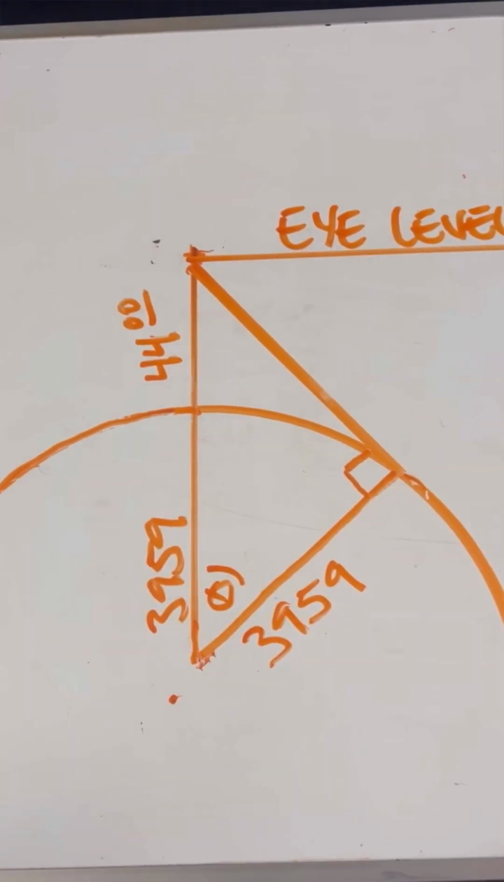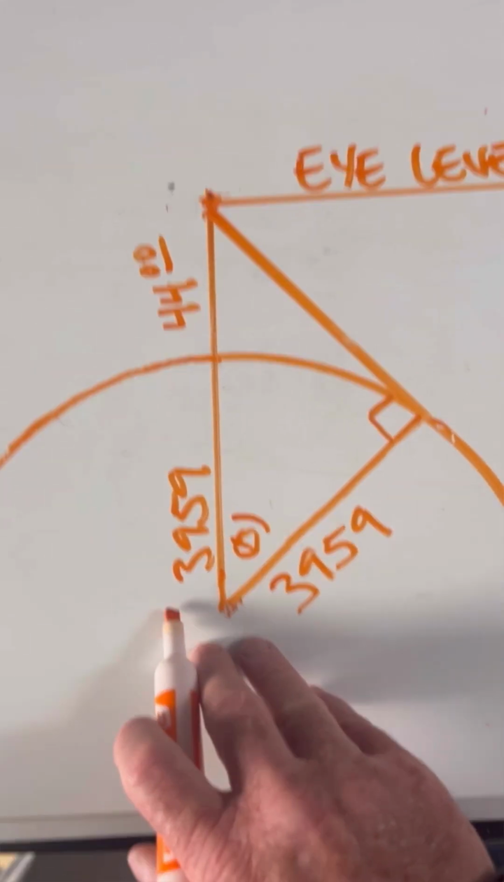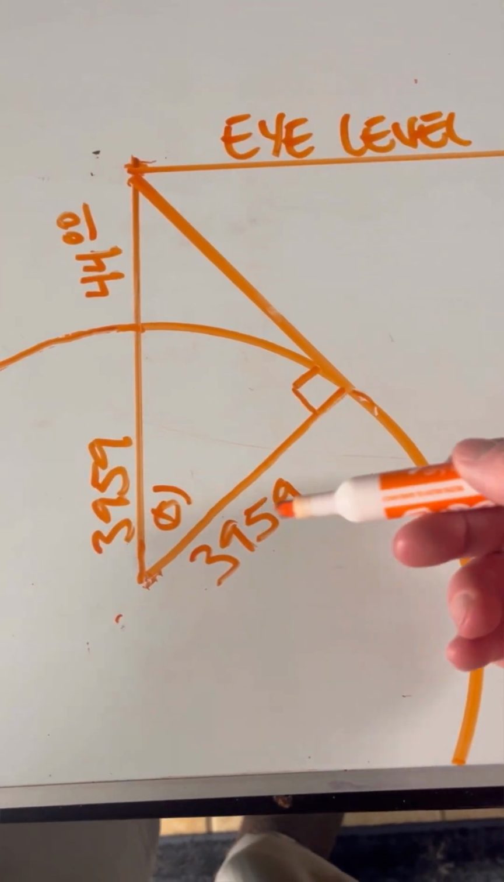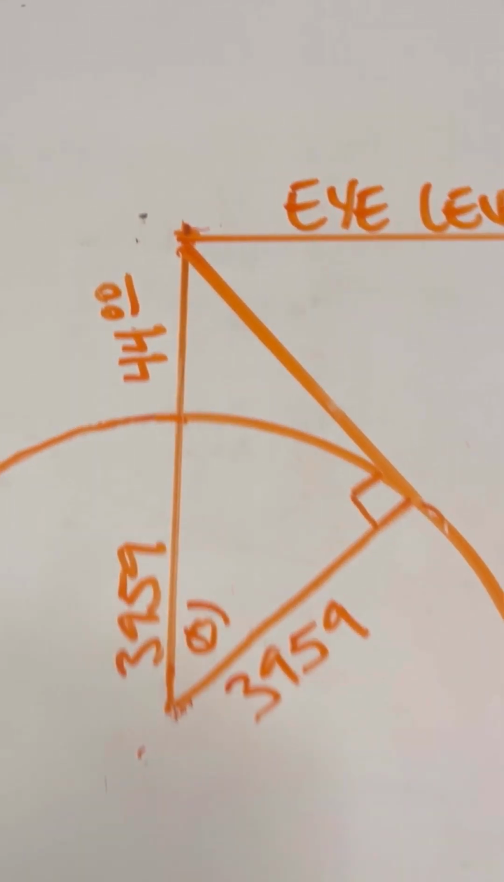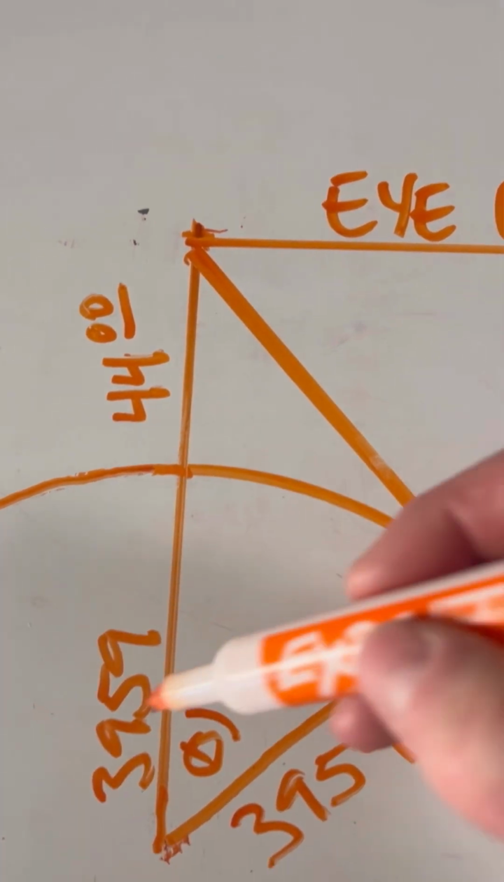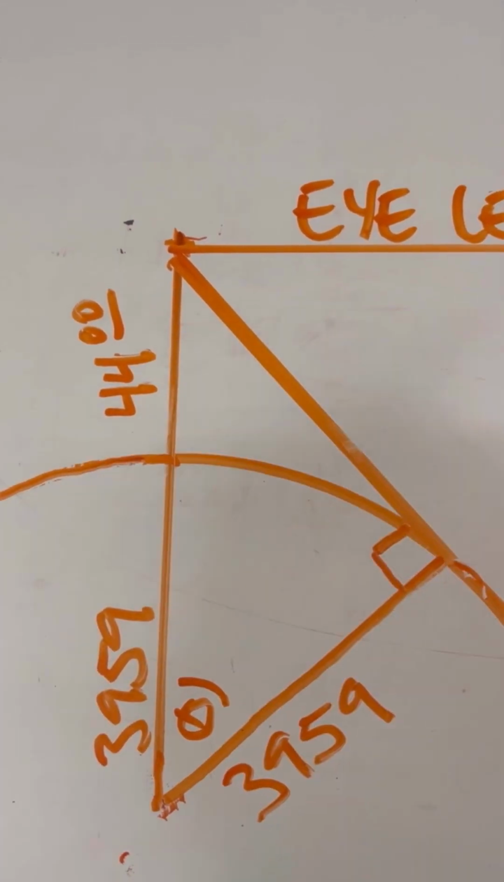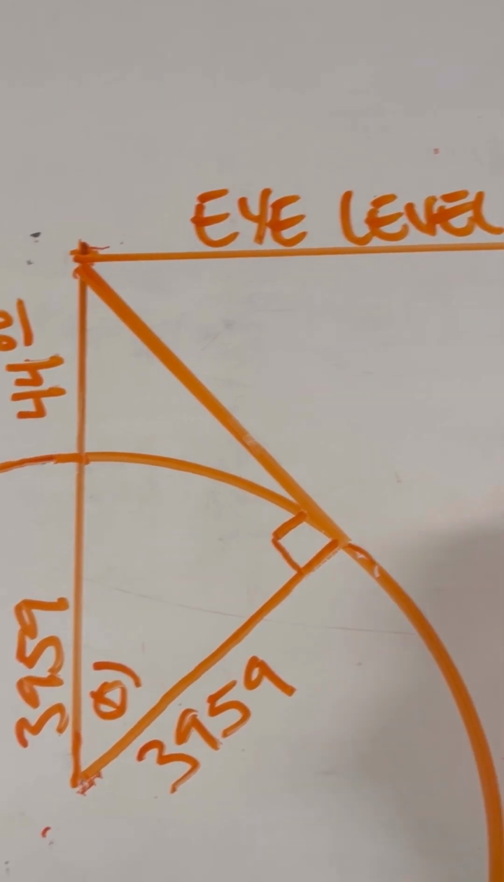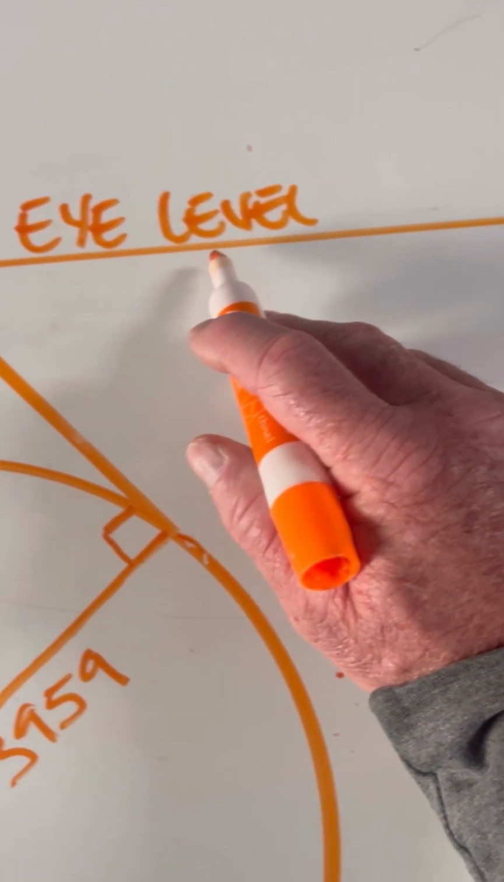So let's go over a few things here. This is the radius approximated, or an average, and this is the radius averaged. This is my height above sea level. This is in feet. This is in miles. So we need to do a unit conversion here to get into the same units of measurement. This is my eye level.